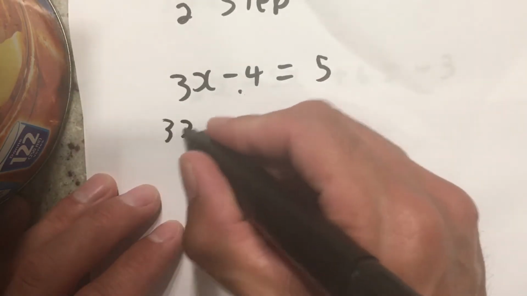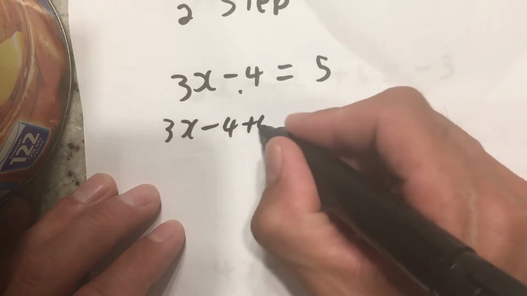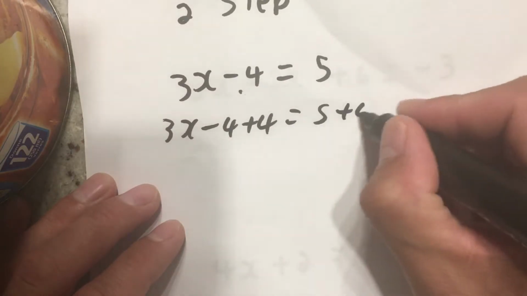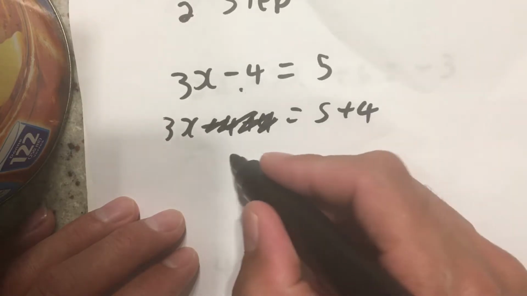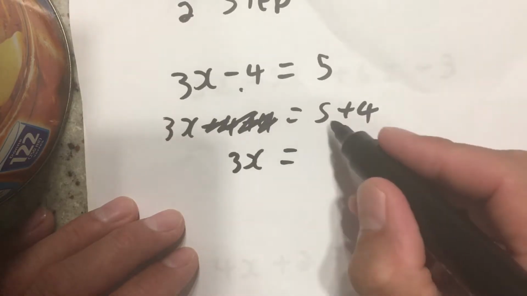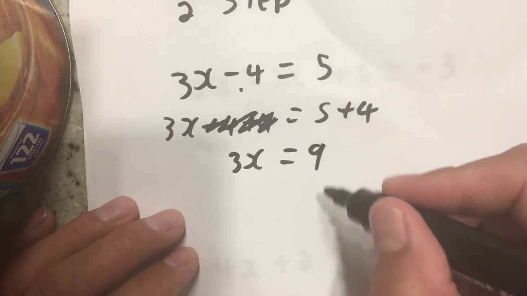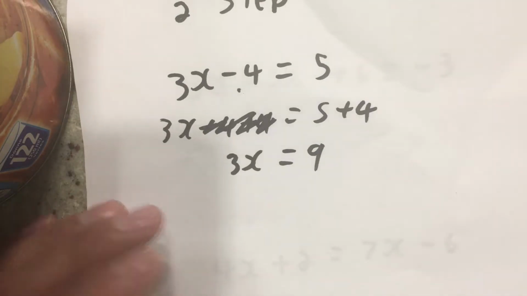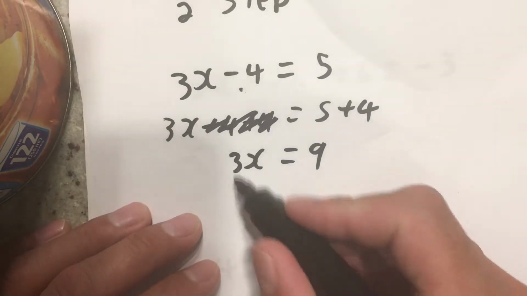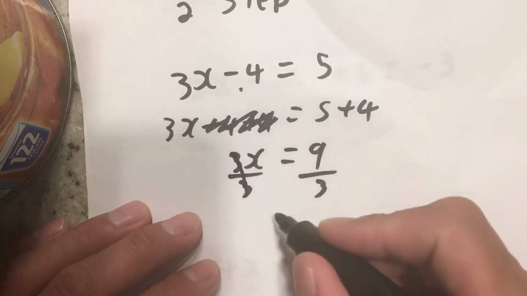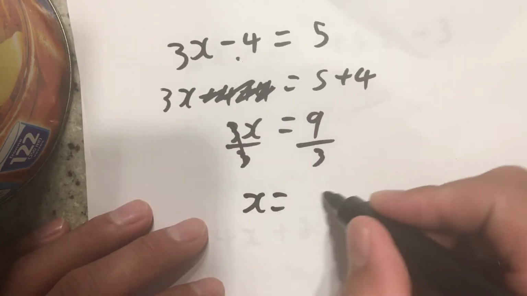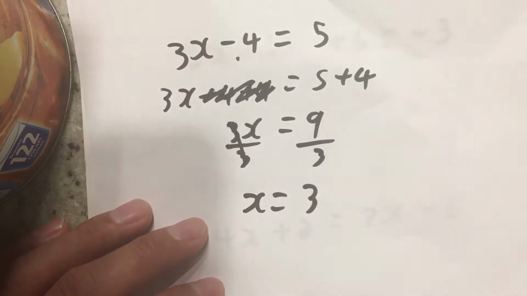So I've got 3x minus 4 plus 4 equals 5 plus 4. Now minus and plus cancel. So 3x is equal to 5 plus 4, which is 9. Now this should remind you of a one-step problem. X is being multiplied by 3, so I'm going to divide both sides by 3. It's gone. So x is equal to 3.